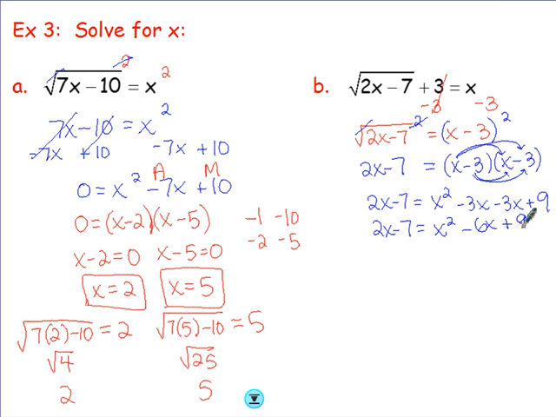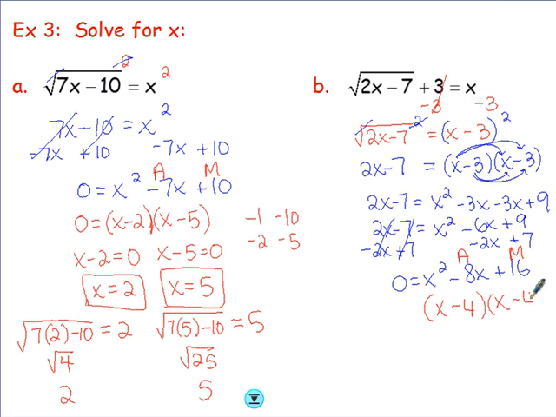Now we need that 0. I'm going to subtract 2x and add 7. Subtract 2x and add 7. So we get 0 equals x squared minus 8x when we combine like terms plus 16. So hopefully you knew that this was easy factoring, because it is. You're looking for two numbers that add to give you negative 8 and multiply to give you positive 16. Hopefully you had it right. It is x minus 4 and x minus 4.